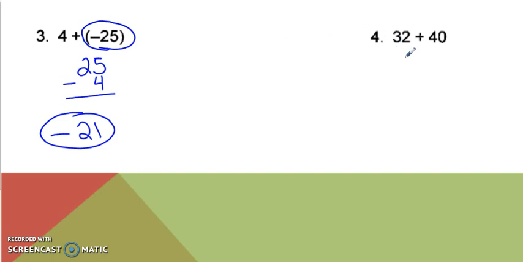And number 4, we have two positive numbers, 32 plus 40. Same sign. So we add them together and keep the sign. So our answer will be 72. If you want to put the plus sign in front, you are welcome to do so.